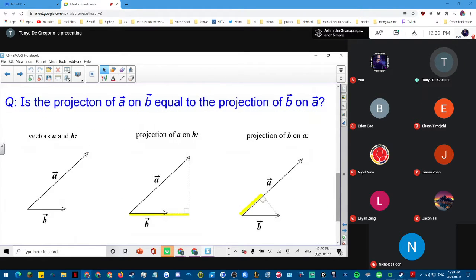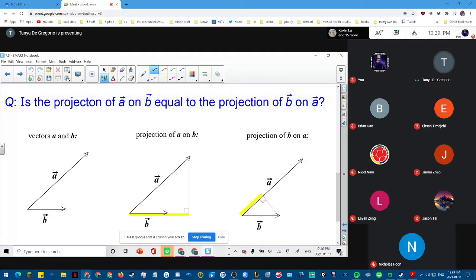Is the projection of A on B equal to the projection of B on A? Well, sometimes yes, but not all the time. So let's take a look. So if I'm projecting A on B in the first case, well, then we see that that magnitude is actually longer than vector B. So let me just show you where I'm looking. Right here. Do you guys see that? That projection is longer than the magnitude of B, vector B.